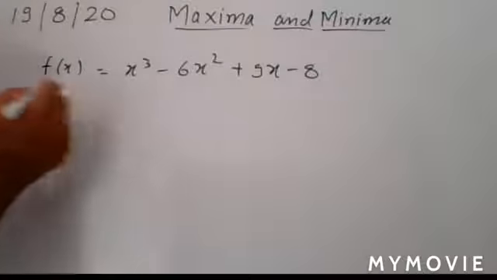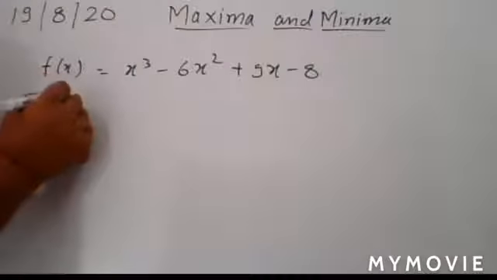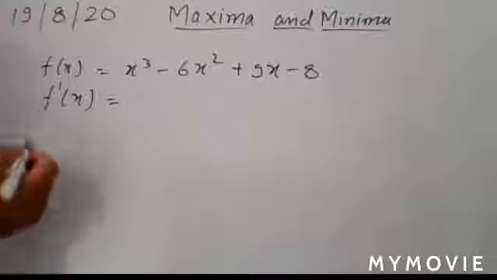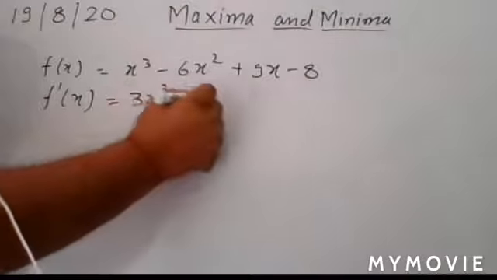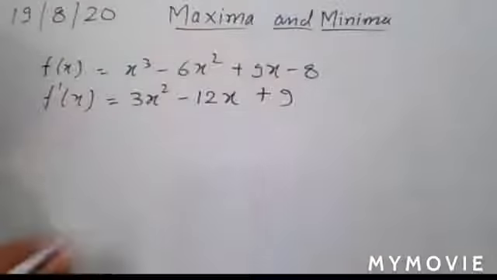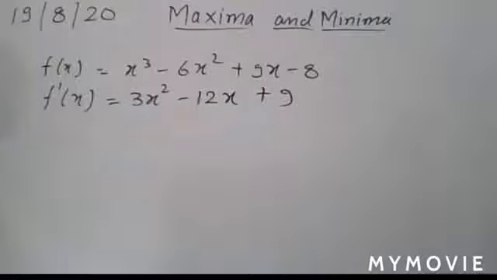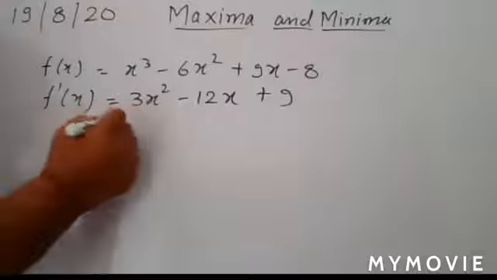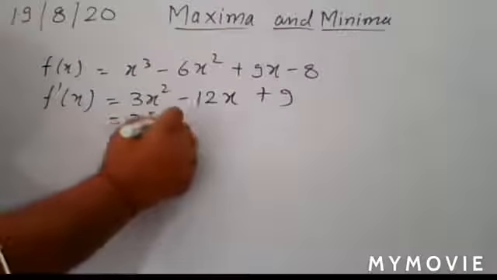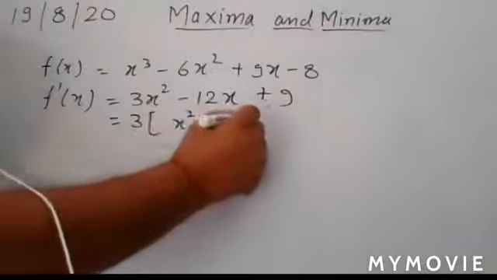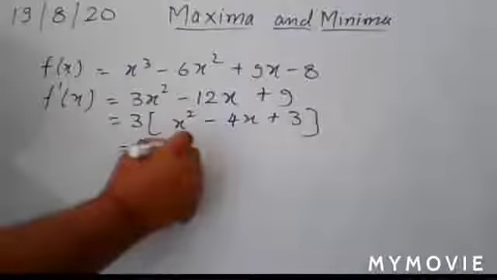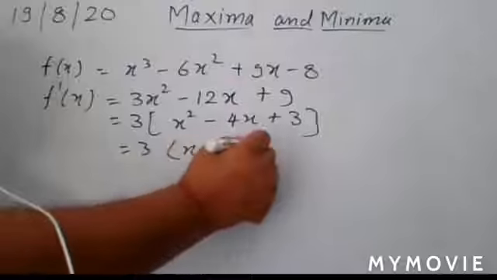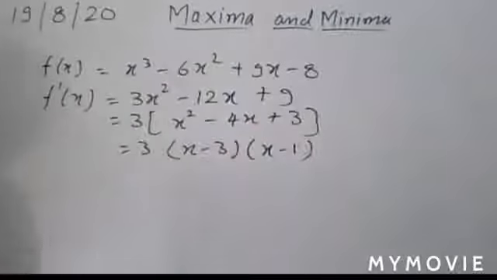First of all, take its derivative, f dash x. The value of f dash x is 3x square minus 12x plus 9. Understand? Now factorize it. Taking 3 common, you have x square minus 4x plus 3, and factorizing, you get x minus 3 into x minus 1.